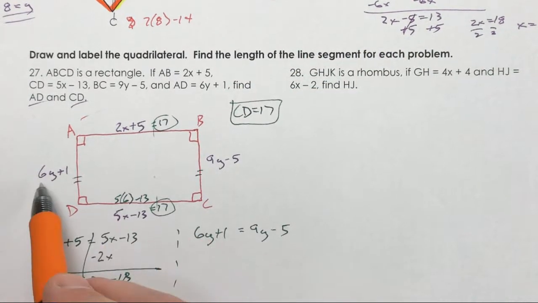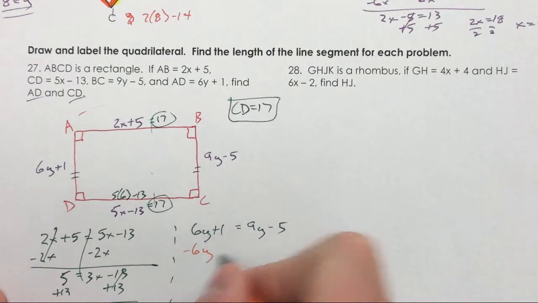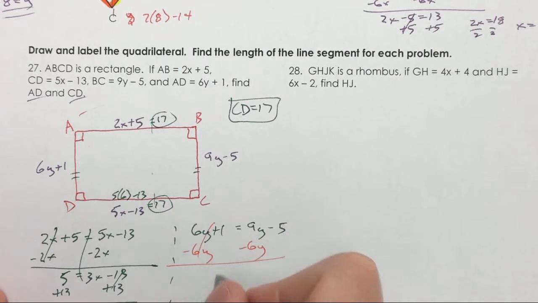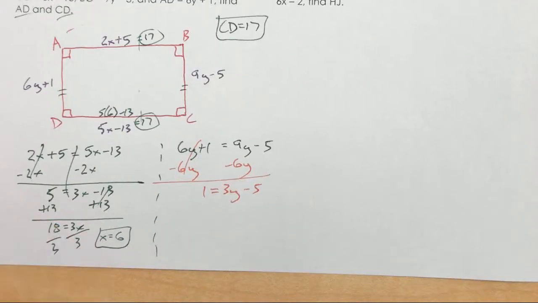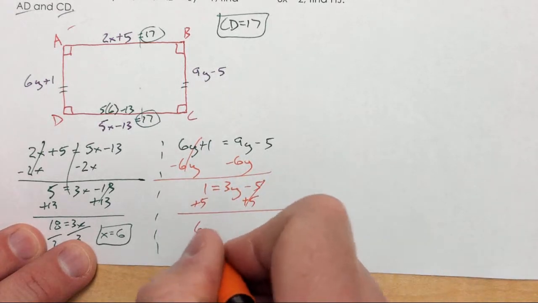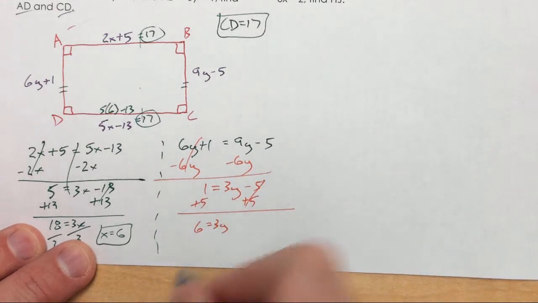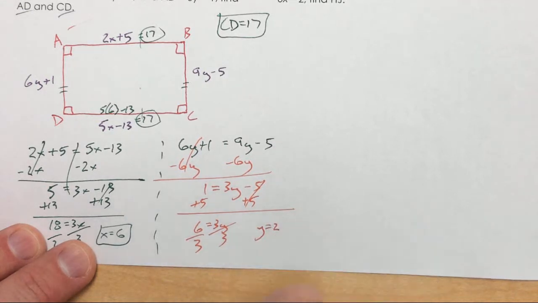The other part here is we're going to solve for y, right? So I'm going to subtract 6y from both sides to get y by itself. 1 equals 3y minus 5. And then I'm now going to add 5 to both sides. And I get 6 equals 3y. Now divide by 3 here as well, and I get y is 2.